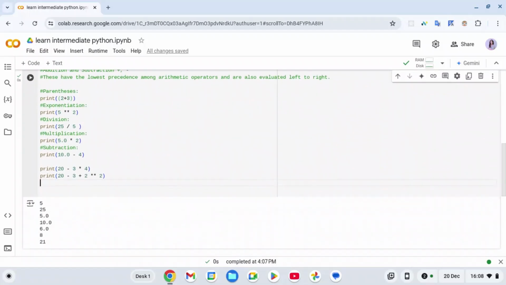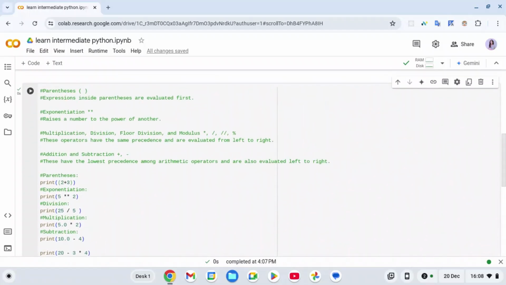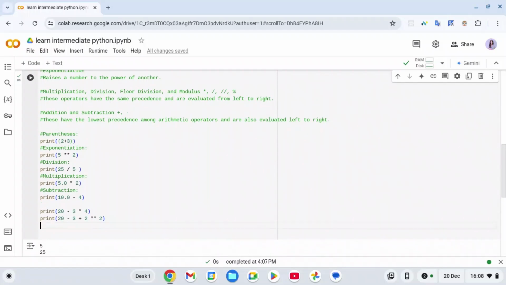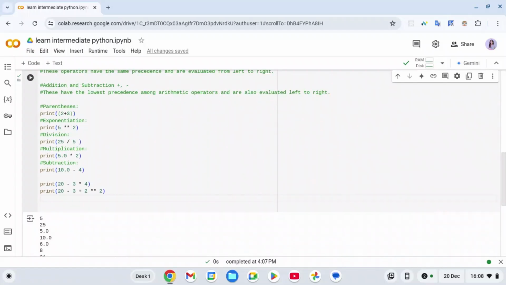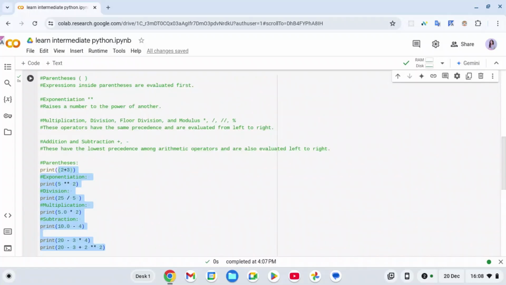So I hope you guys enjoyed today's video, and I hope that you understand today's lesson. If you don't, I really recommend going back to your code and having a play around with it so that you can understand it well.